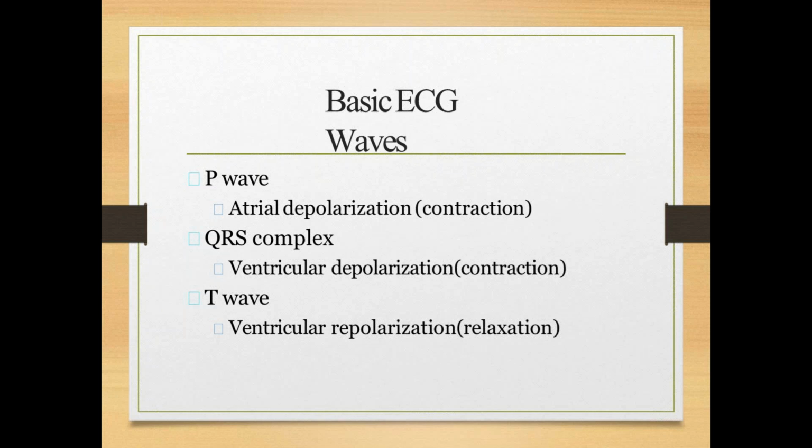So these are the main waves in the ECG that you see: P, QRS, and T. And what do they signify? P wave is the atrial contraction, QRS is the ventricular contraction.